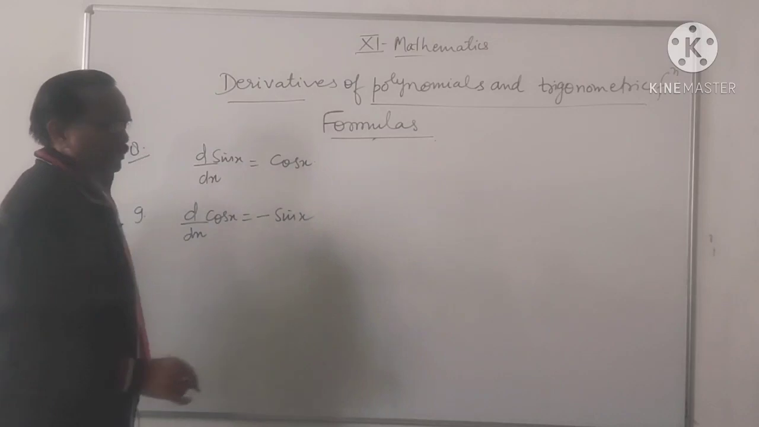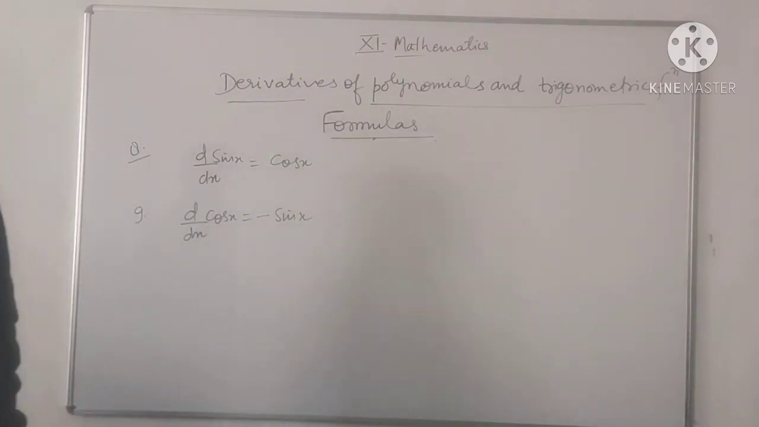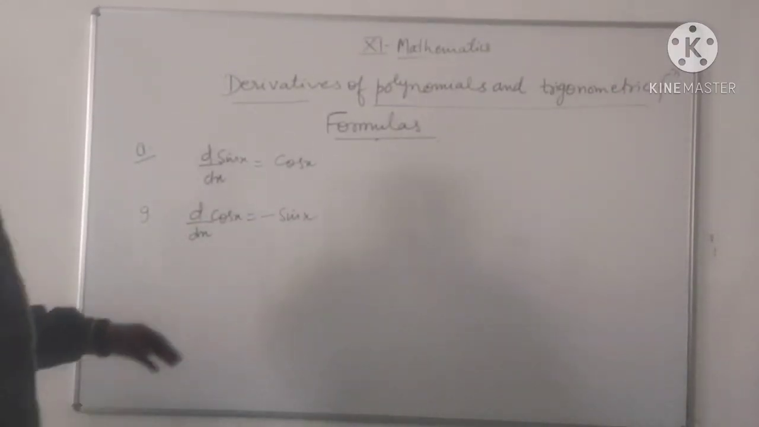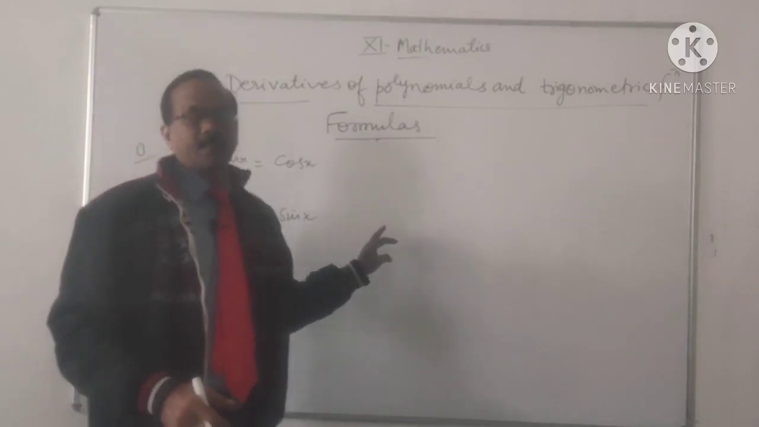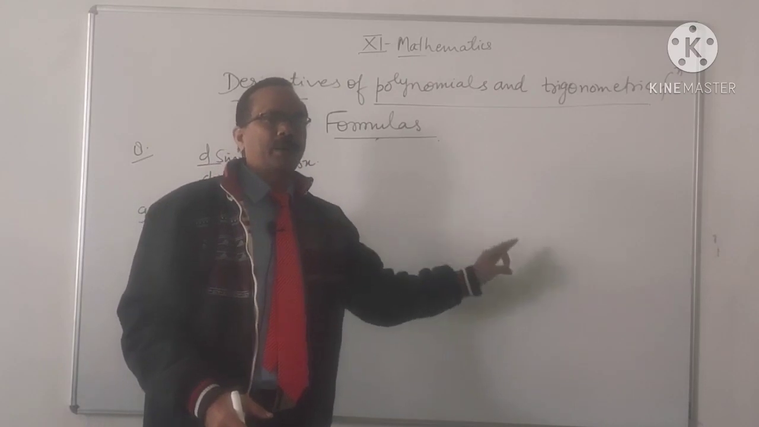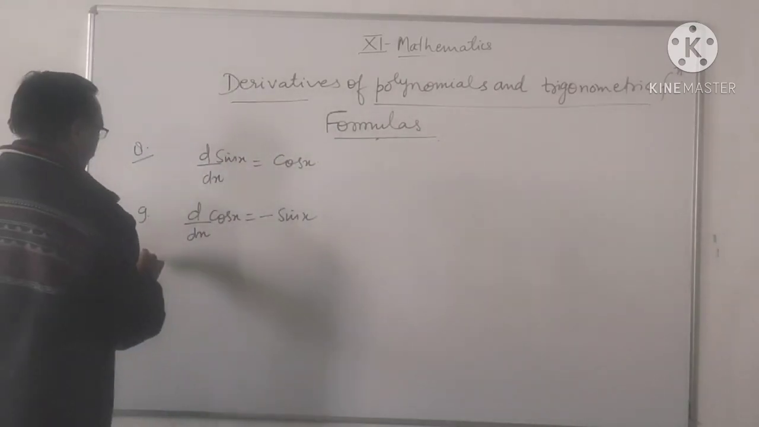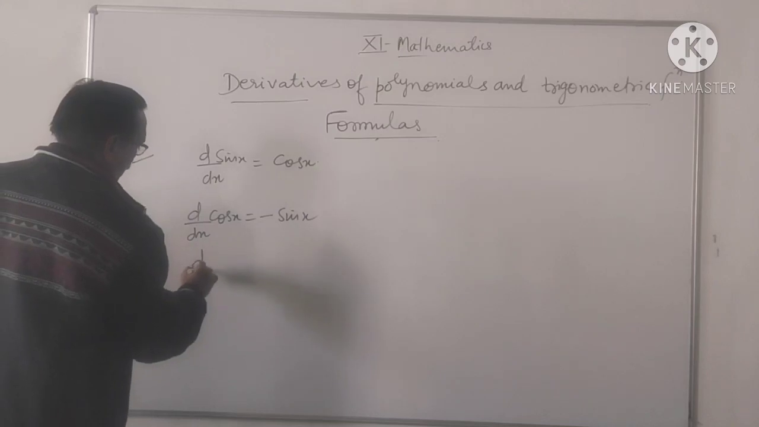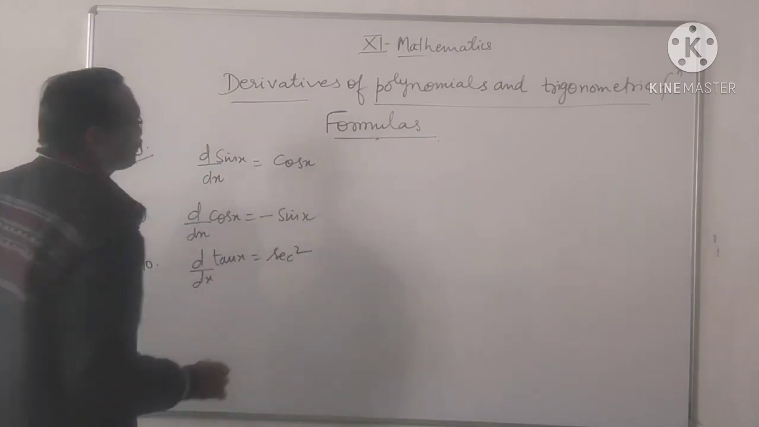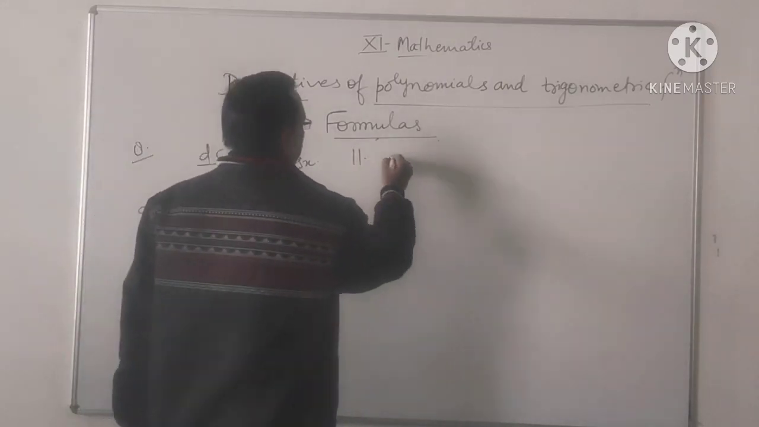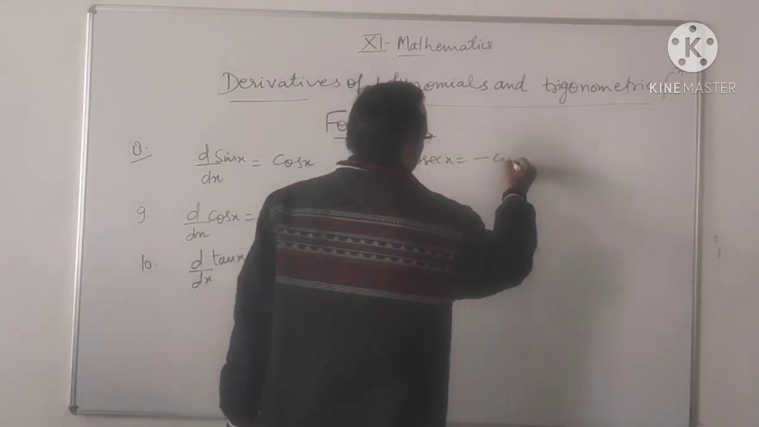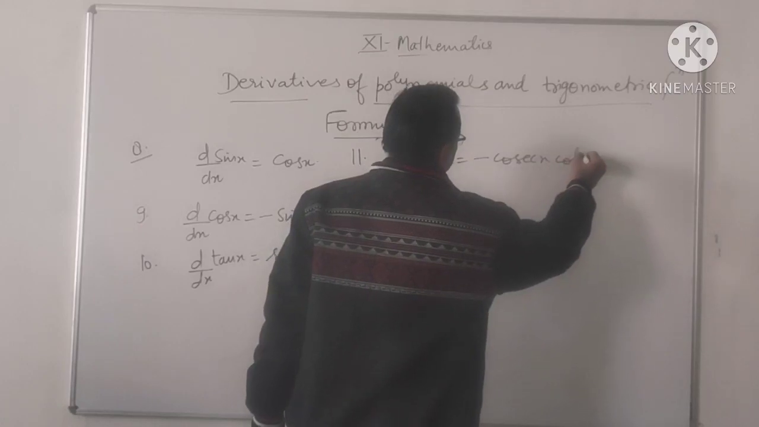Student, there is an important thing. Student, if a trigonometrical function starts with C, like cos x, cosec x, cot x, all their derivatives are negative. So you can see number 10, d over dx of tan x, it is sec square x. Formula number 11, d over dx of cosec x, it is minus cosec x cot x. It is negative here.